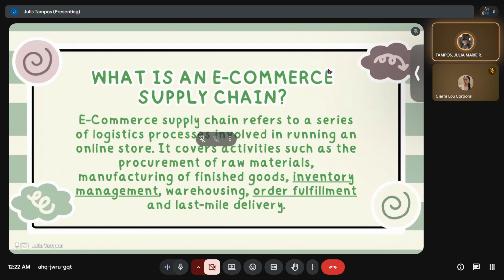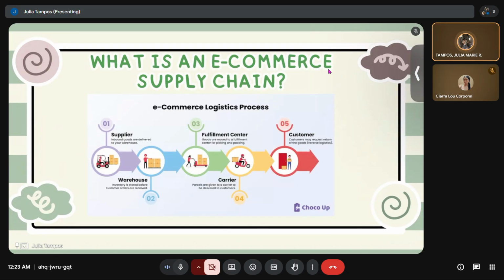So now I will discuss what an e-commerce supply chain is. So ano nga ba yon? So basically, ito yung proseso kung paano nakakarating ang produkto mula sa supplier hanggang sa customer kapag nag-online shop tayo. So an e-commerce supply chain is a step-by-step journey of a product from the supplier all the way to the customer. It includes storing, packaging, shipping, and even handling returns.